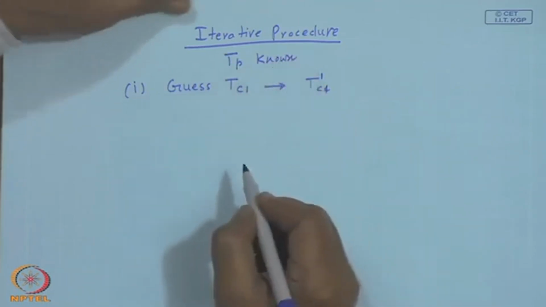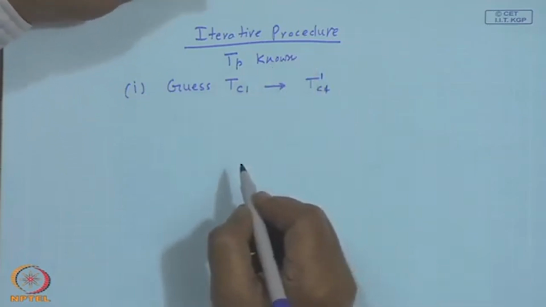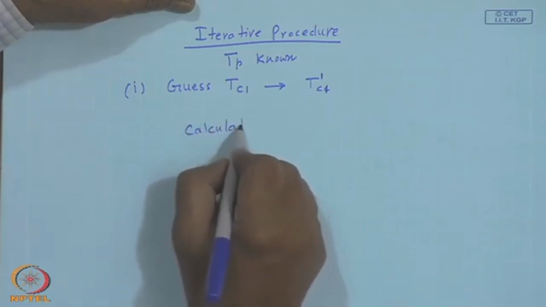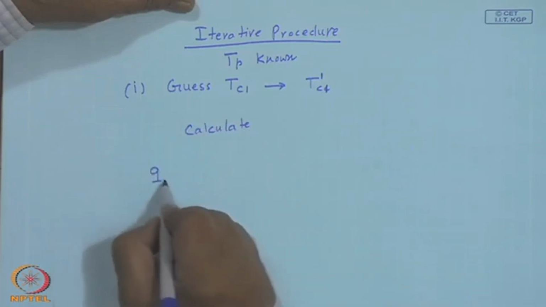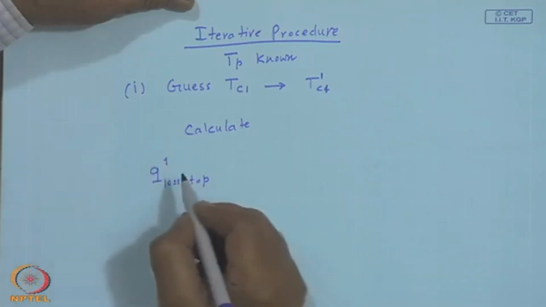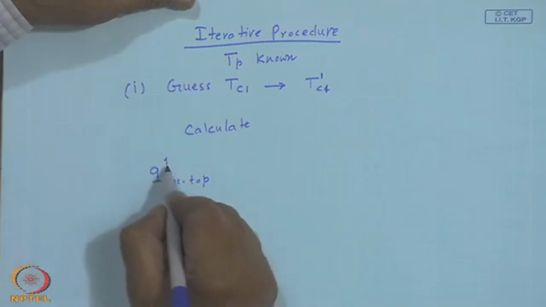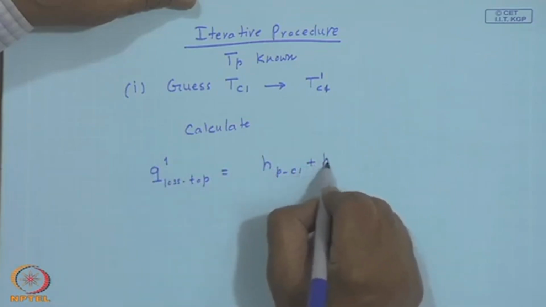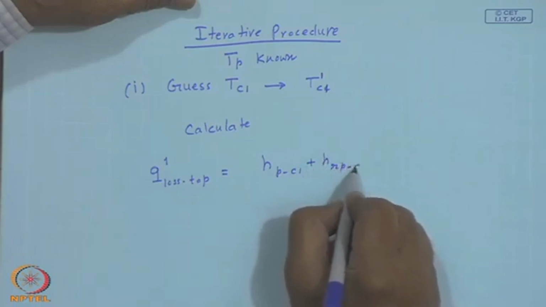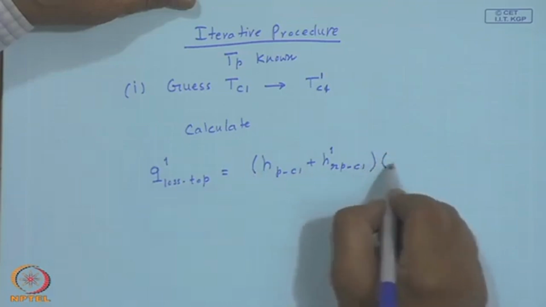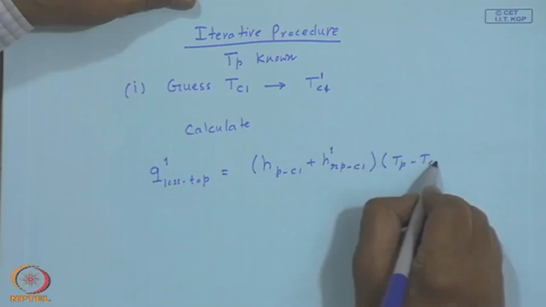So, I guess T C 1, and the first guess is designated as T C 1 1. So, calculate Q loss top. Since I am using guess 1, I will qualify it with the superscript 1, which will be H p C 1 plus H r p C 1 1, because it is obtained with T C 1 1, times T p minus T C 1 1.